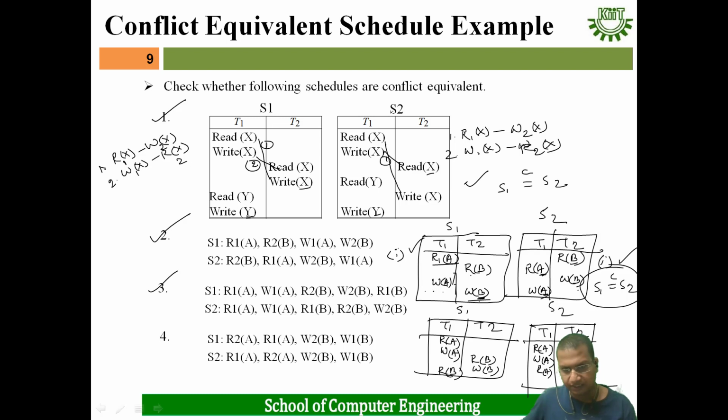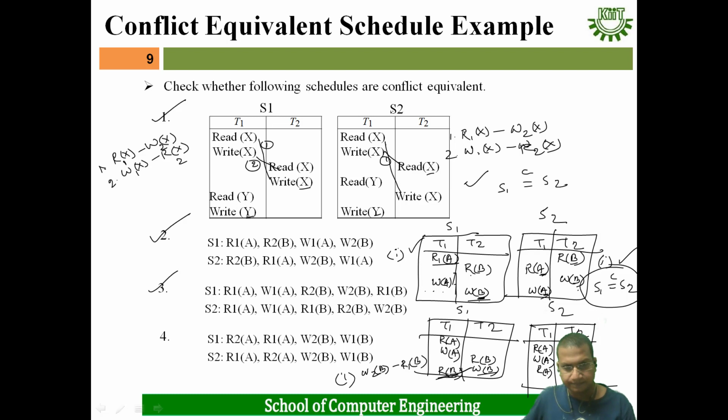Okay, read A, here A is present, here B is present, no problem. But in this case, just see read A, read B, no problem. Write B, write B and read B. That means T2 to T1. That means write B to read B. This is the conflicting operation. In this case, we have to see is there any conflicting operation?